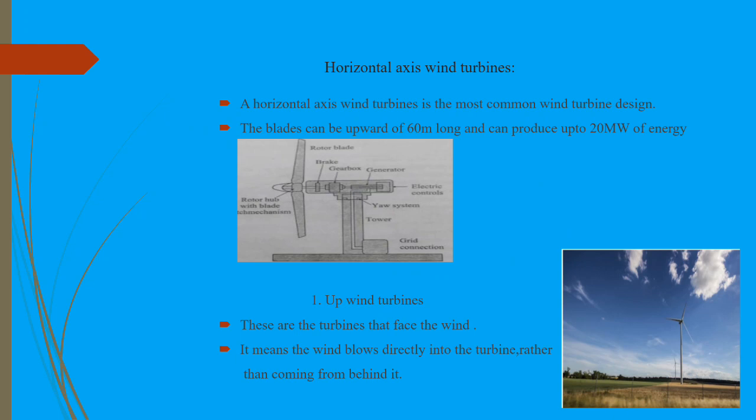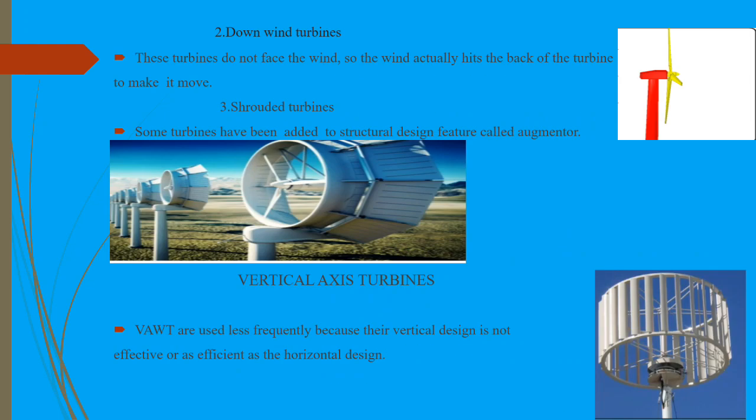The first one is upwind turbines. This means the turbines face the wind. It means that the wind blows directly into the turbine, not coming from behind it. The second one is downwind turbines. It is opposite to the upwind turbines. These turbines do not face the wind, so the wind actually hits the back of the tower to make it move. The third one is shrouded turbines.